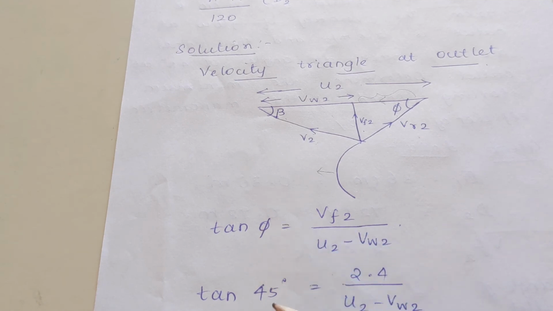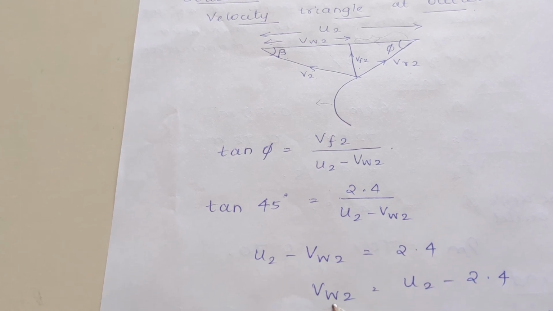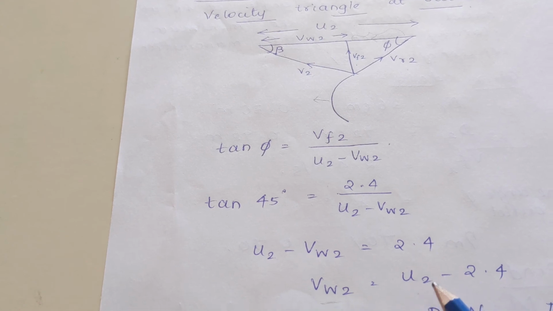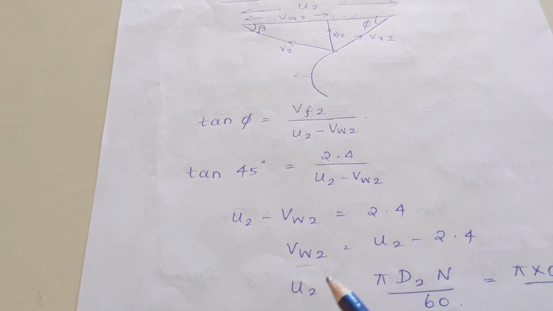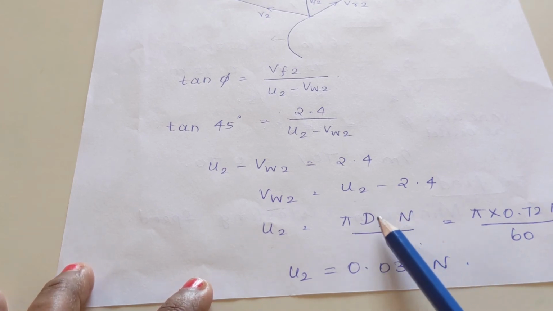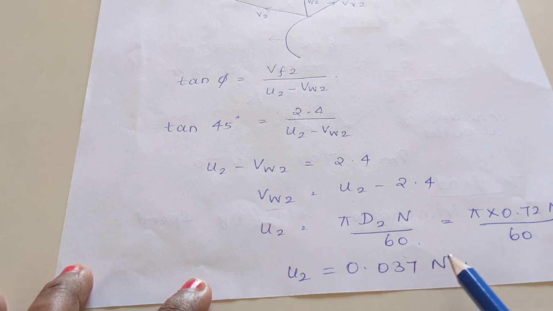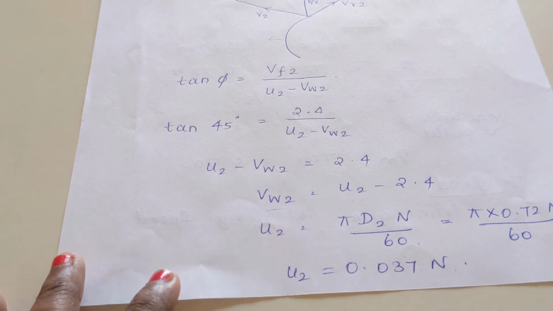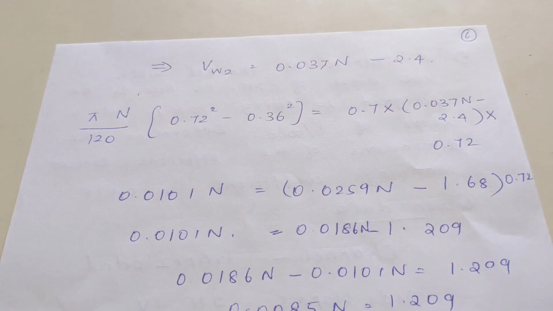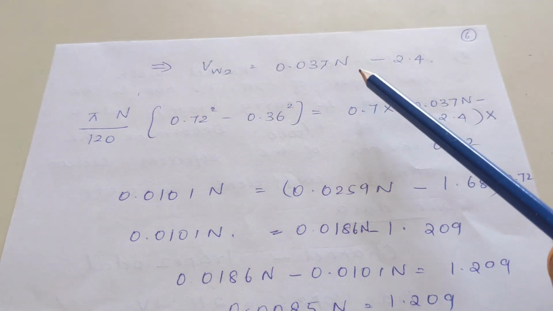Instead of phi 45 degree, they have given Vf2, the velocity of flow at the outlet. So tan 45 is 2.4 divided by U2 minus Vw2, and you will get one relation like this: Vw2 is equal to U2 minus 2.4. We got this. What is U2? U2 is equal to pi d2 n divided by 60. Diameter they have given. So substitute the value and you will get U2 in terms of n. Keep it as such. Then substitute the value of U2 in Vw2 and you will get Vw2 in terms of n.